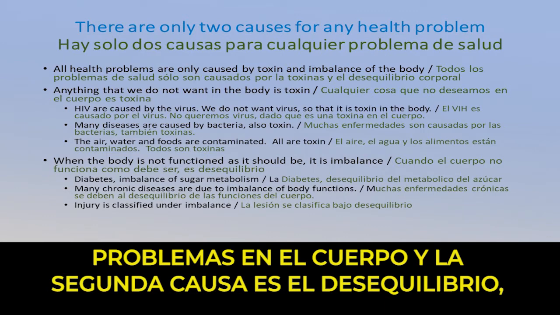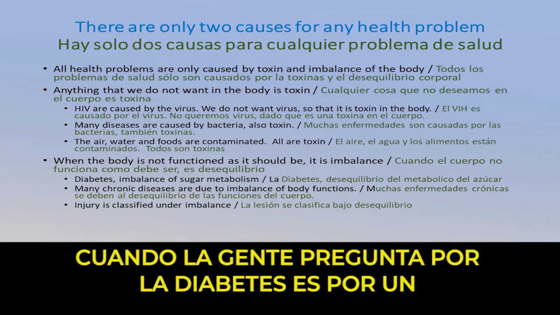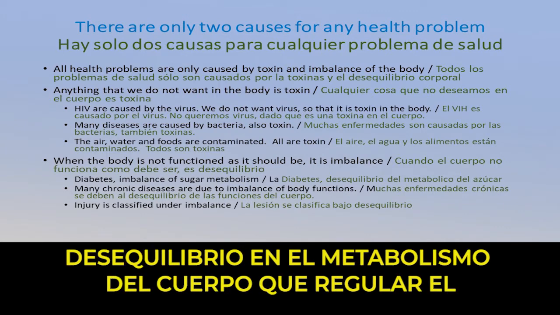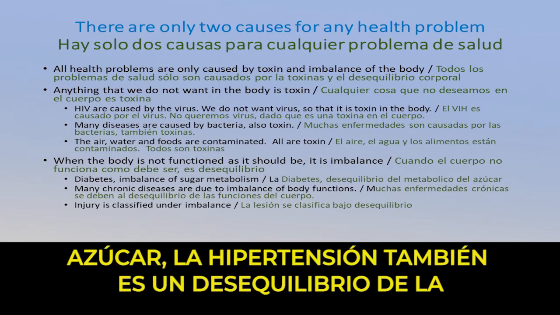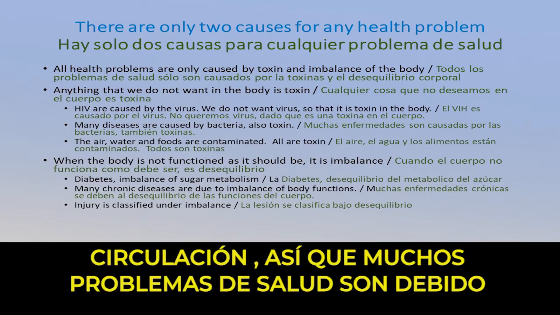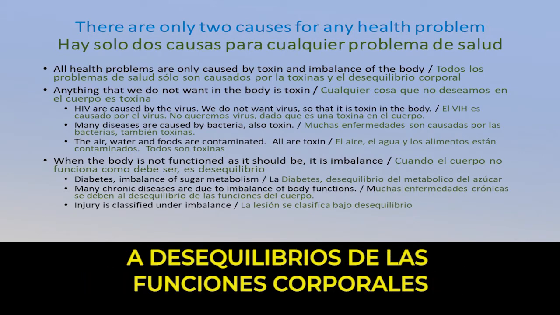And the second cause is imbalance. Many people ask about diabetes. Diabetes is an imbalance of the sugar metabolism inside the body. Then hypertension is also an imbalance of the circulation. Okay, so many chronic diseases are due to imbalance of body function.